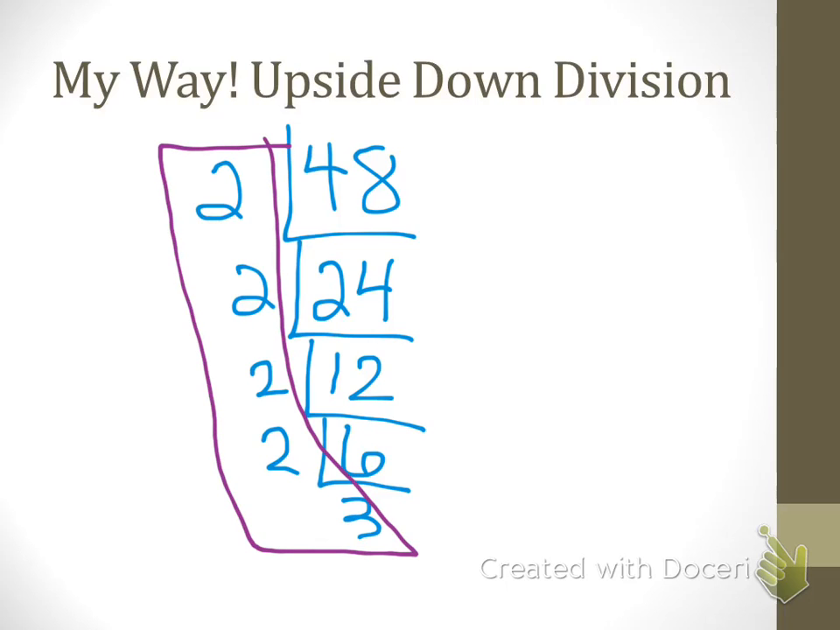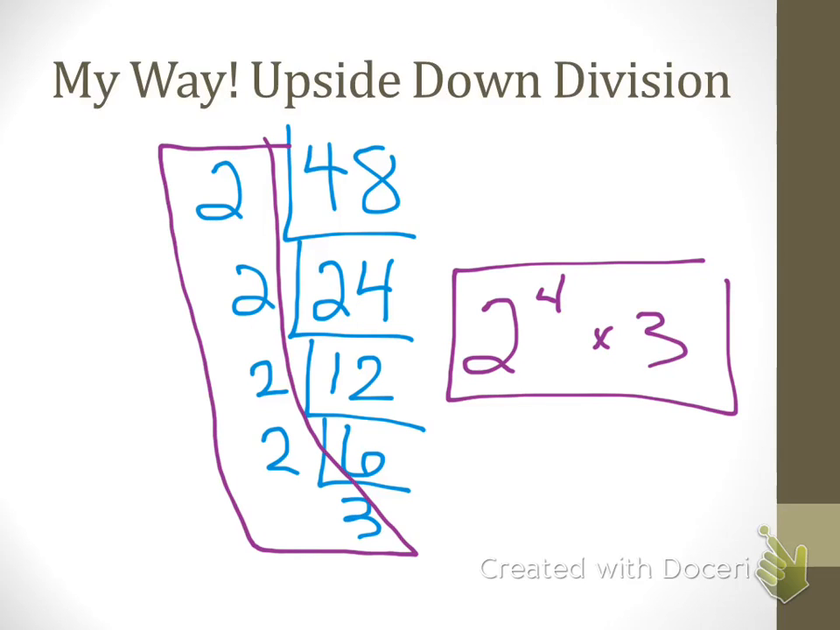Okay, but you're not done, because do you have repeated factors? Yes, you do. So what would be your simplified answer here for the prime factorization, Hazen? 2 to the 4th power times 3. Perfect. 2 to the 4th power times 3. Like I said, either way is fine.